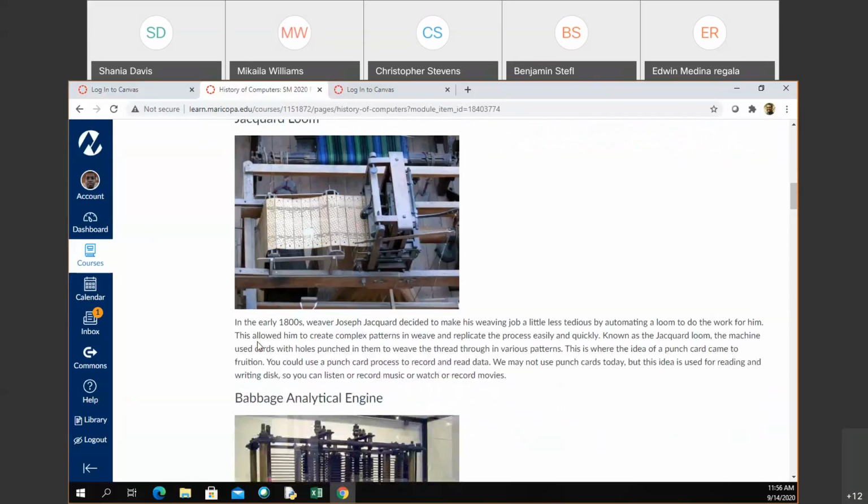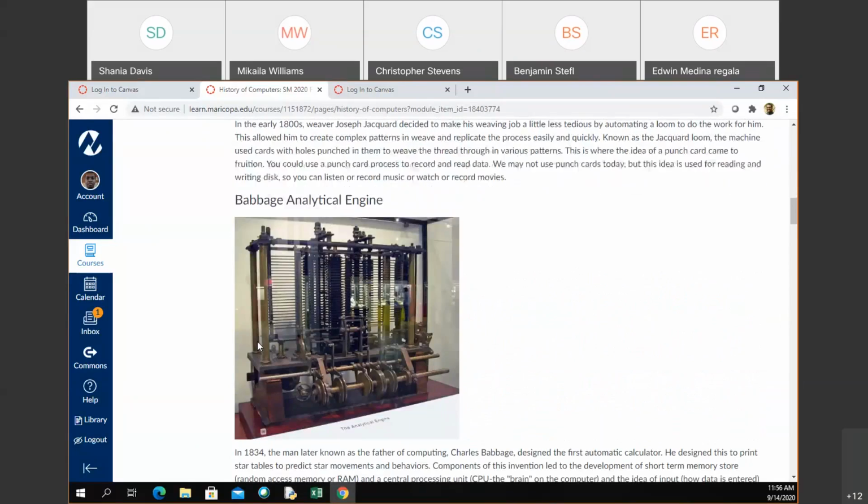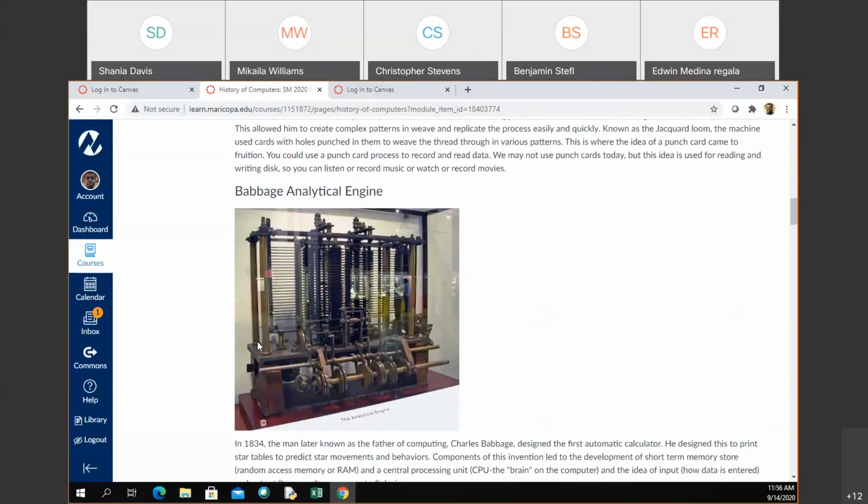Then we go to Charles Babbage, who is known as the father of computing, which I totally disagree with, because he did everything in theory. He never got a working model. He never finalized even a model. But here it is, the Babbage Analytical Engine that's up here.